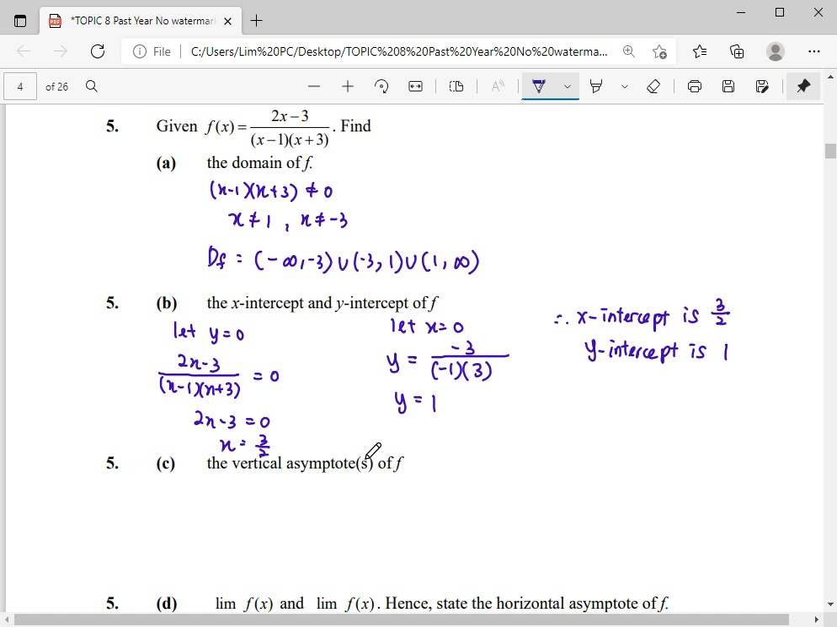Find the vertical asymptote. For the vertical asymptote, we will refer to our domain. Where x is not equal to 1 and x is not equal to negative 3, that is where the vertical asymptote occurs. To find it out, we have to calculate it using the idea of limit. So we start from x equals negative 3. We are going to calculate the limit as x approaches negative 3 from the left-hand side for our function.